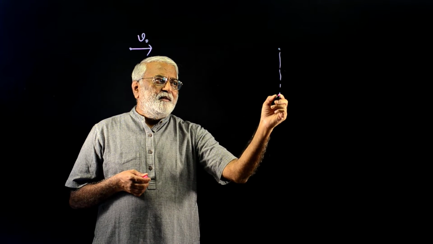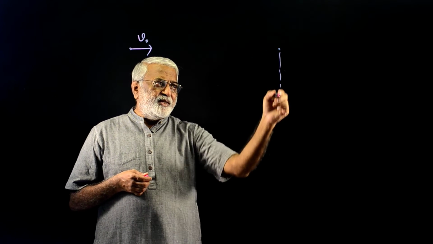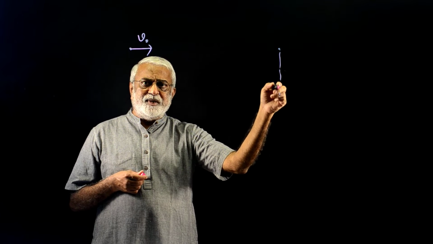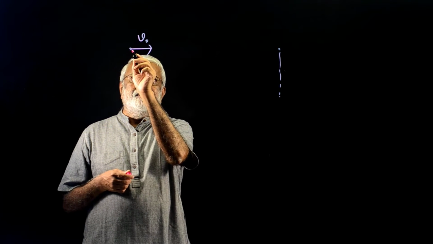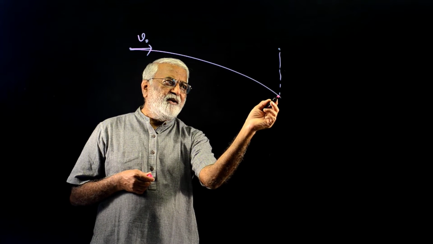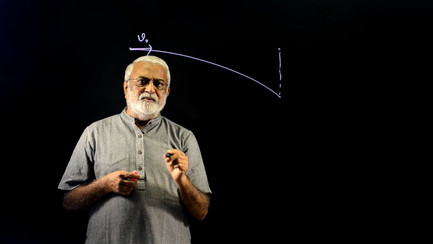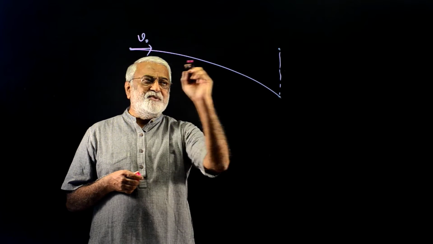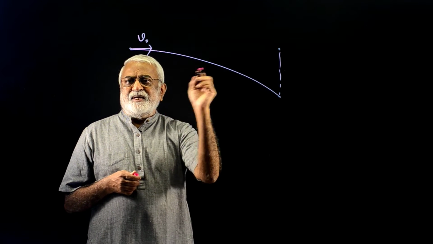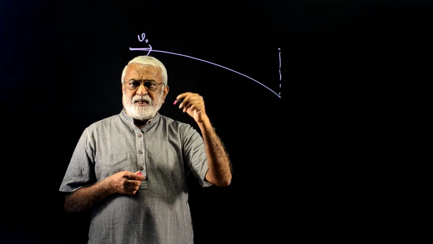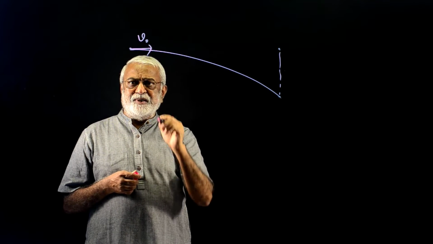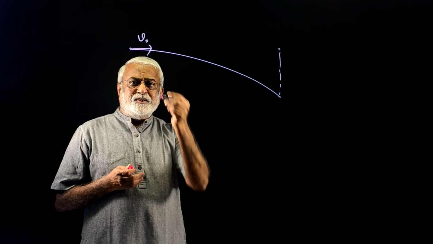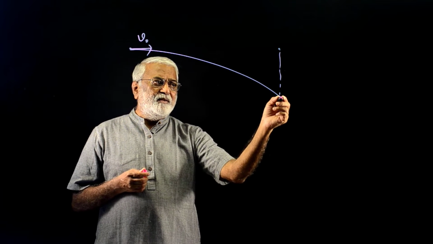Well, this falls straight down and will be half gt squared below its initial position, and this would also fall half gt squared from its initial position. Horizontally it would travel at v0, but vertically there is no initial vertical component of velocity for the projected body, so it's going to fall half gt squared and they will collide.